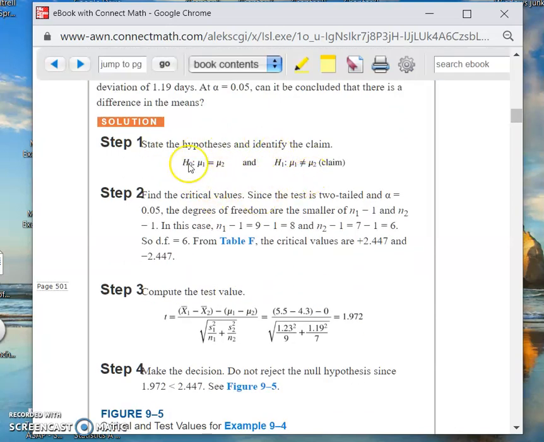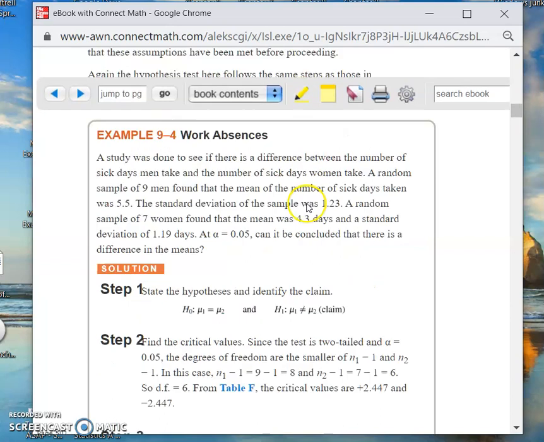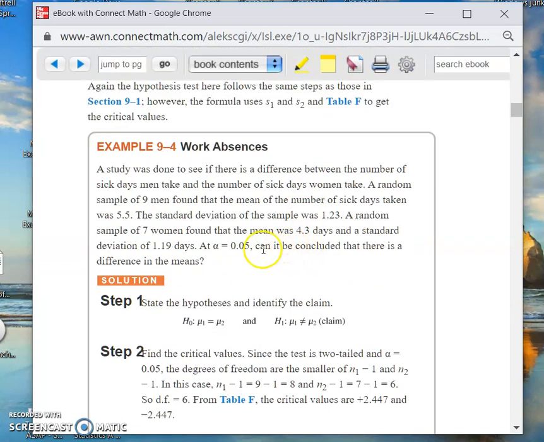So always do the same thing. We state the hypothesis: mu1 is equal to mu2. That's our null hypothesis. What we're trying to find out is whether or not there is a difference in the populations. Do you see what's going on here? We're going to take men out of the workforce and women out of the workforce, and we're trying to decide, are these two populations different?